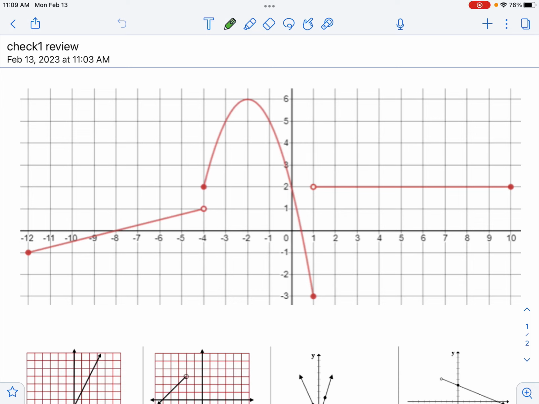Want to go over some of the most common mistakes from the first check. We do have the piecewise function assessment quiz, major score, whatever you want to call it, on the way here.